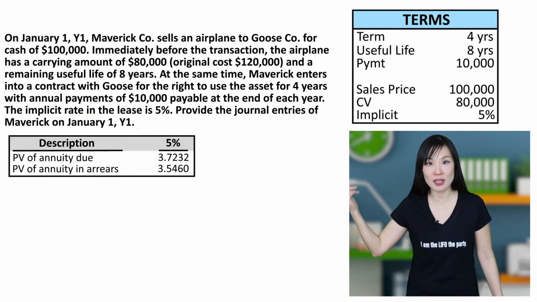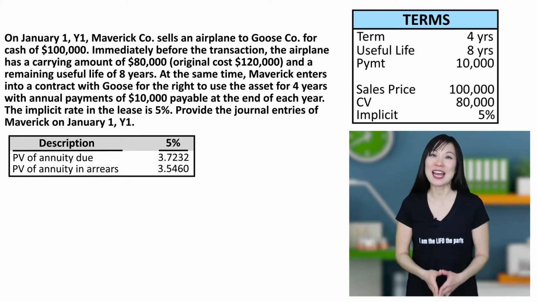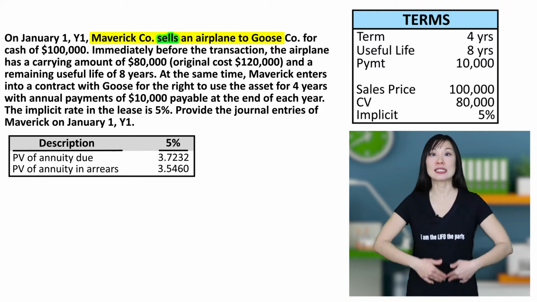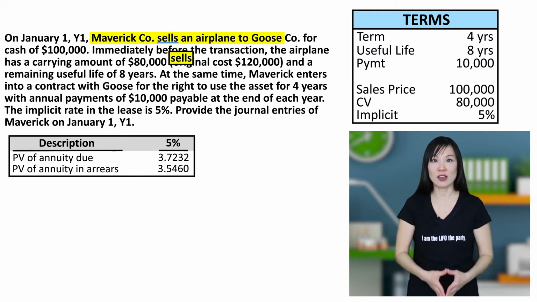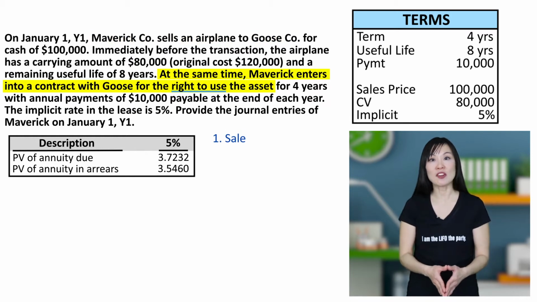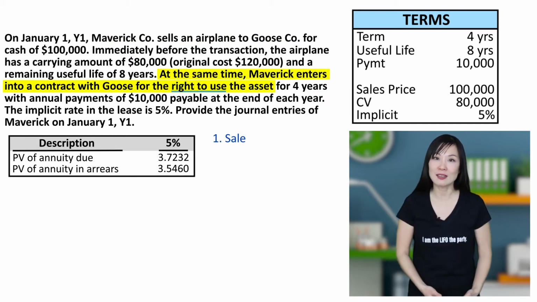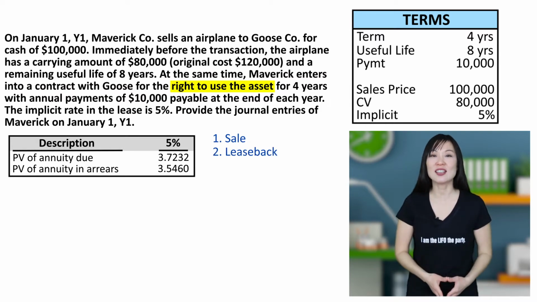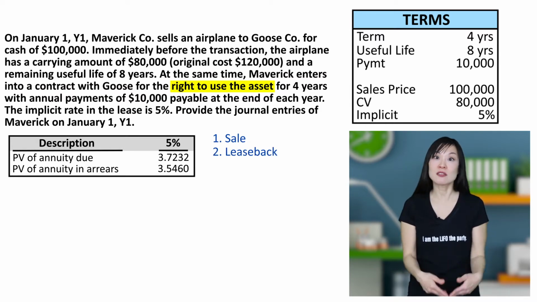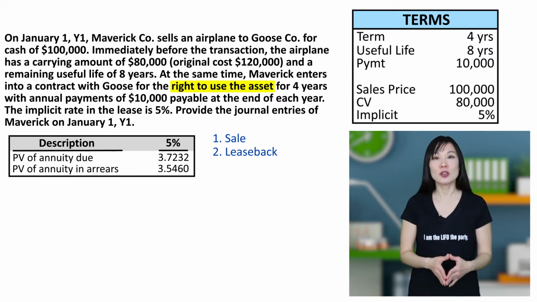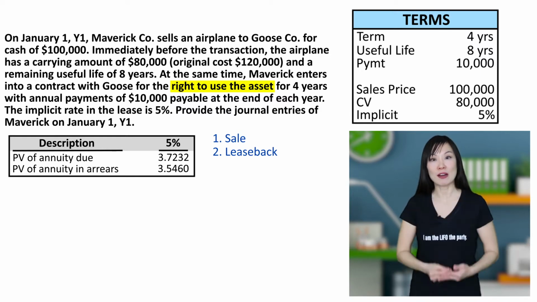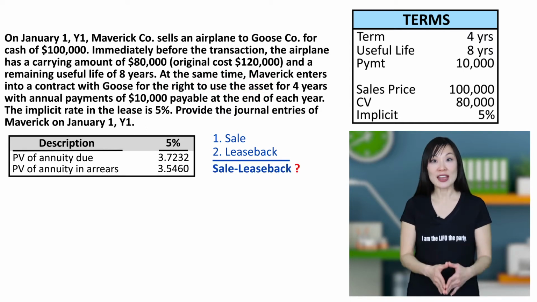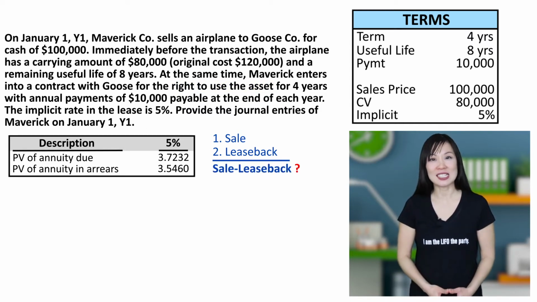Whew, that was a lot! But don't worry, just break it down one sentence at a time. The prompt tells us that, first, Maverick sells an airplane to Goose. There's a sale. Then, at the same time, Maverick gets the right to use the asset. What's a right to use an asset? That's just another way of saying lease, because a lease is just a right to use an asset. So it looks like Maverick leases the asset back from Goose. Then this may be a sale leaseback. To figure that out, let's see what kind of lease this is.